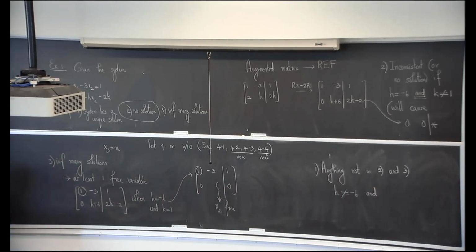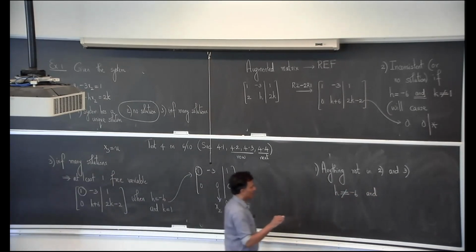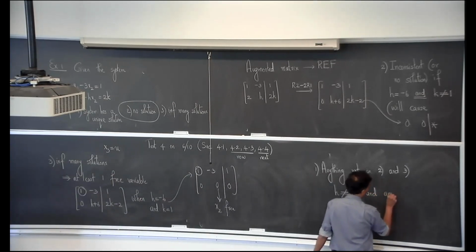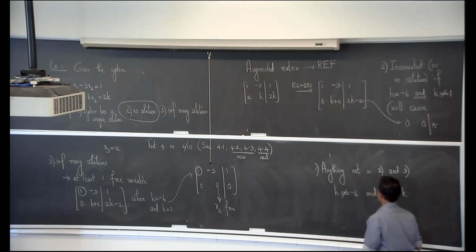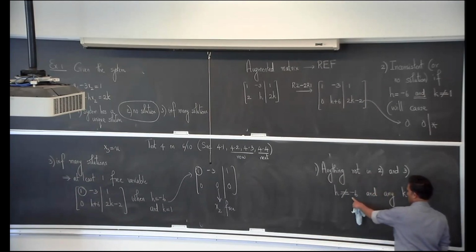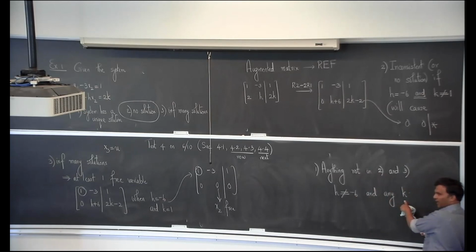Okay. What about k? Is there any restriction for the value of k? No. Okay. K could be anything, any value of k. So give me any number which is not -6 for h, and any value of k, I have a unique answer. May not look nice, but I have a unique answer.